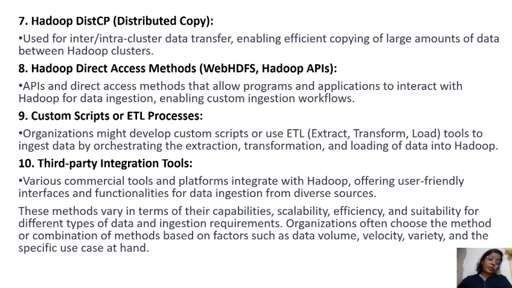The seventh is Hadoop DistCp, which means distributed copy, used for inter- or intra-cluster data transfer, enabling efficient copying of large amounts of data between Hadoop clusters. The eighth one is Hadoop direct access methods, WebHDFS and the Hadoop APIs. APIs are direct access methods that allow programs and applications to interact with Hadoop for data ingestion, enabling custom ingestions and workflows.